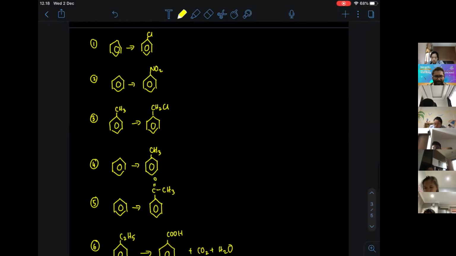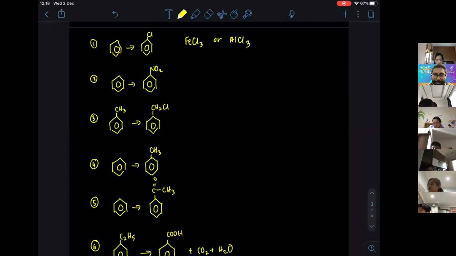So I want you to think back. Maybe Victoria, can you tell me what are the conditions required for all these reactions? Maybe number 1, what do you need? Is it the halogen carrier? Yeah, halogen carrier. So suggest one halogen carrier suitable for this. FeCl3, or you can use AlCl3. These are the halogen carriers.